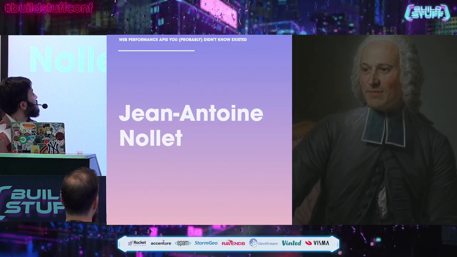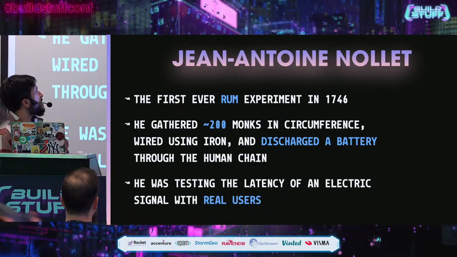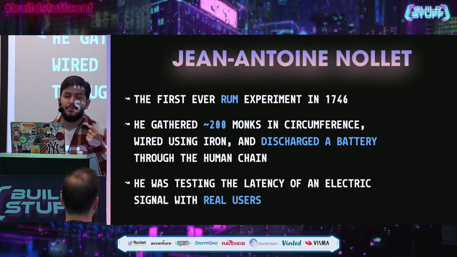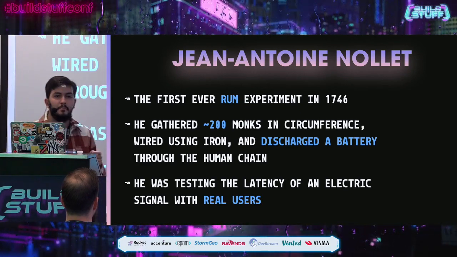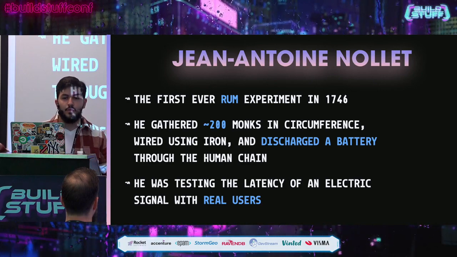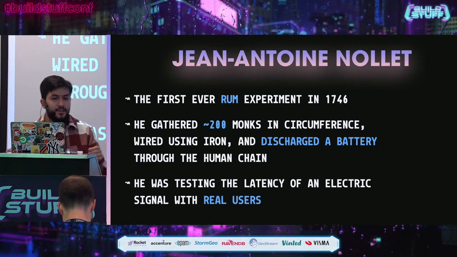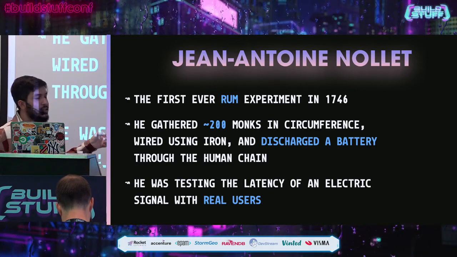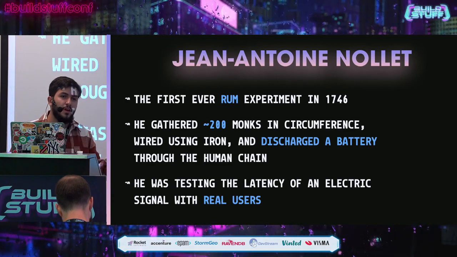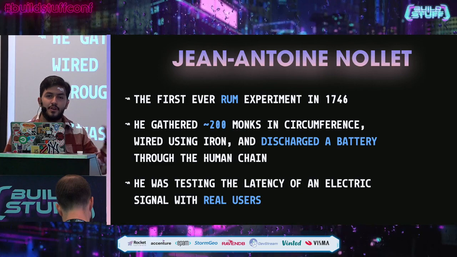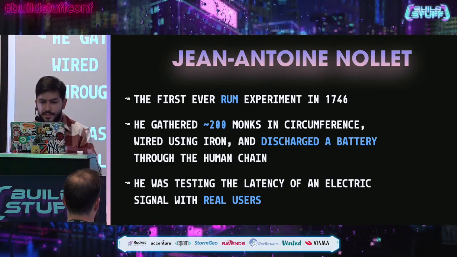So there's this guy called Jean-Antoine Nollet, and in my opinion, he was the first guy who conducted an experiment with real users back in 1746, because he gathered 200 monks in a circle and wired them with iron, and then he discharged a battery through the human chain. And by doing that, he was measuring the latency of electric signal, and he happened to discover osmosis back then, hundreds of years ago.